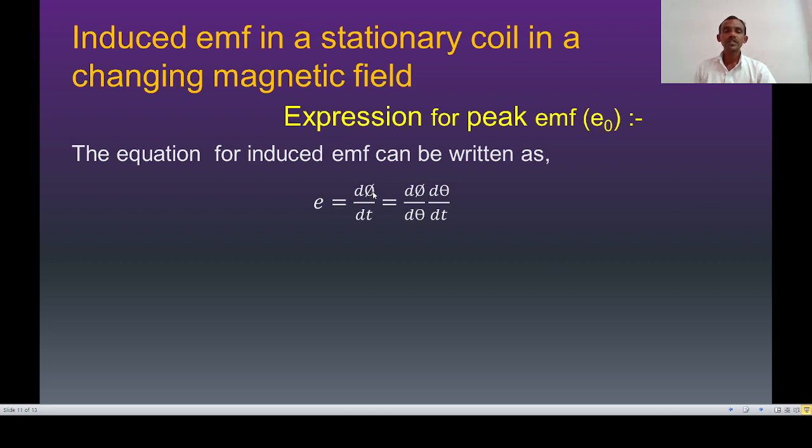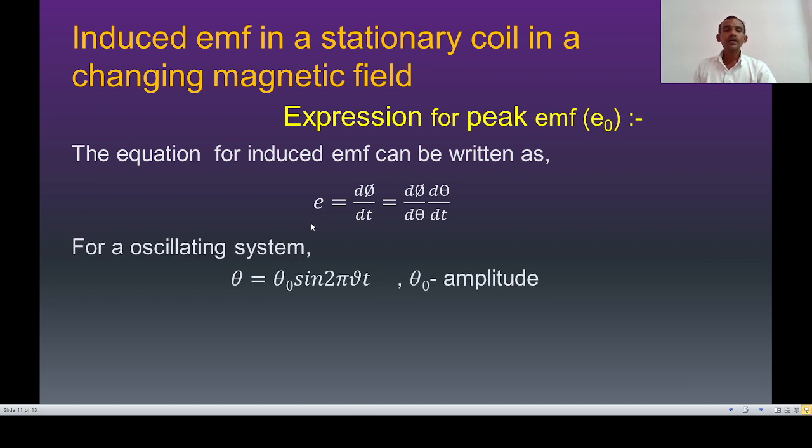The change in flux with respect to time: the change in flux is related to the angular displacement of this semicircular arc, and this angular displacement is a function of t. Therefore we can write here E is equal to d phi by d theta into d theta by dt. We can concentrate on the second quantity, because when d phi by dt is maximum, then only maximum or peak EMF will be induced.